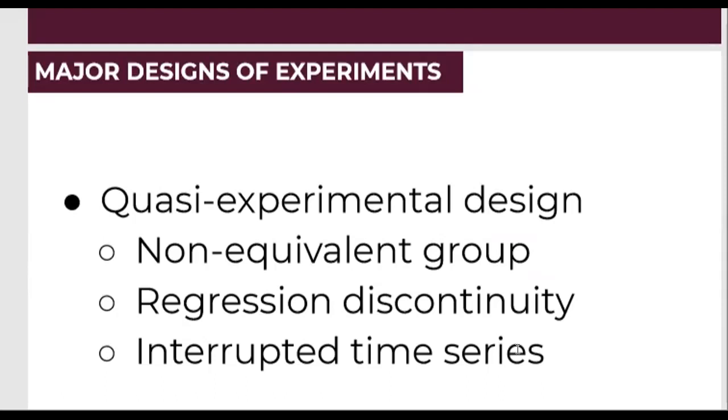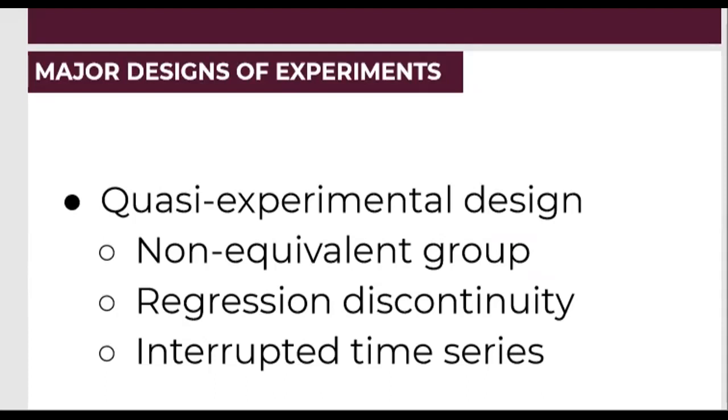And we also have the interrupted time series. When we say interrupted time series design, it is multiple measurements of data over a period of time, for example, weekly, monthly, or yearly, before and after an intervention. In this design, knowing the exact time when an intervention happens is an important feature.